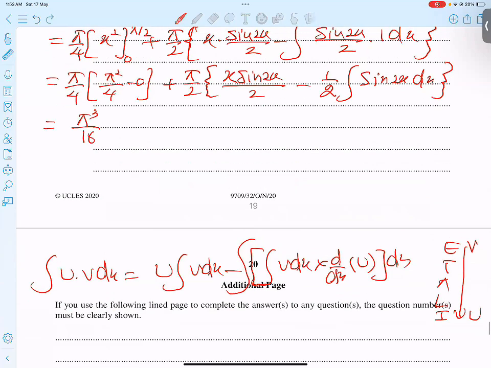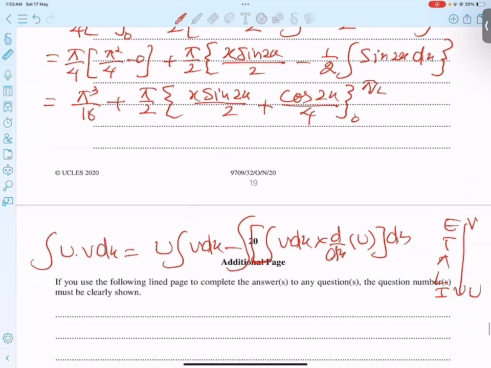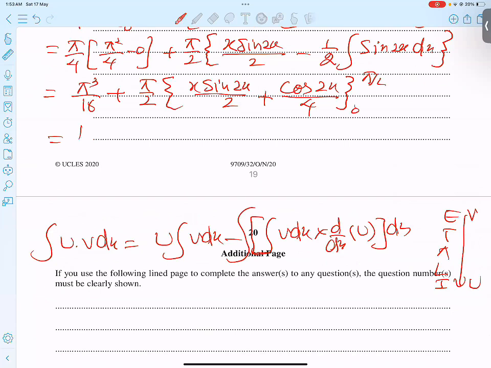Now I'm going to this one: 4 pi cube over 16, since 4 fours are 16. Plus pi by 2 here, and inside I have x sine 2x over 2. The integration of sine is minus cos, so minus minus plus cos 2x. 1 by 2 comes from this and 1 by 2 extra, we've got a 4, with limits 0 to pi by 2. Now plug in the limit, students. So pi cube over 16, pi by 2.